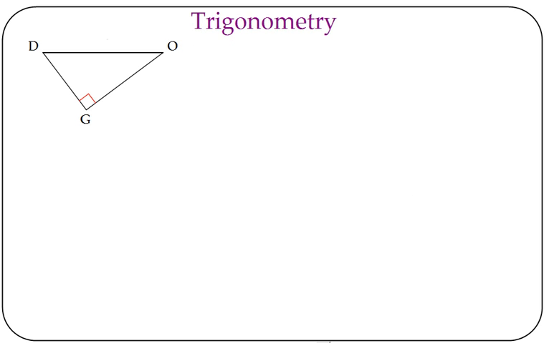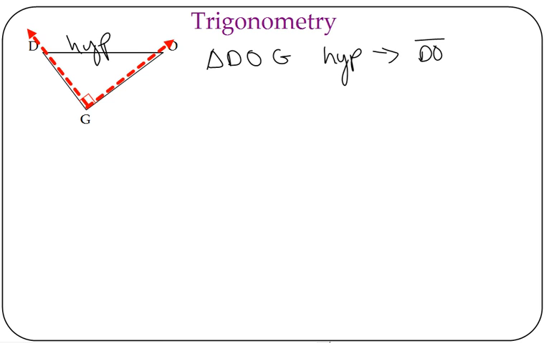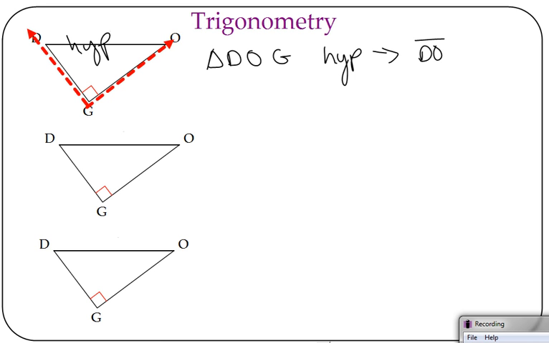Okay, I'm going to go through this fairly quickly. Here's my angle, a right angle. So this must be the hypotenuse. Okay, so that is my hypotenuse. For triangle DOG, the hypotenuse is segment DO. Let's look at the angles.